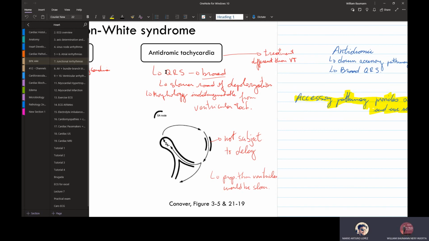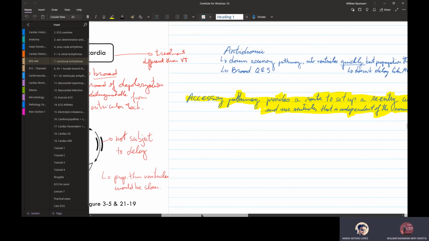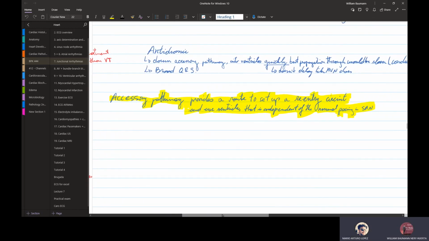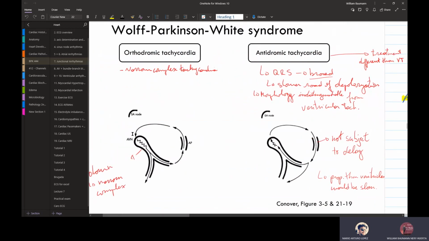All right. So what does that mean? That just means that the propagation through the ventricle will be slower. And you see here the AV node, and that's the accessory pathway. This may be important. It says here that the accessory pathway provides a route to set up a re-entry circuit using the ventricles that is independent of the normal pacing in the AV node.